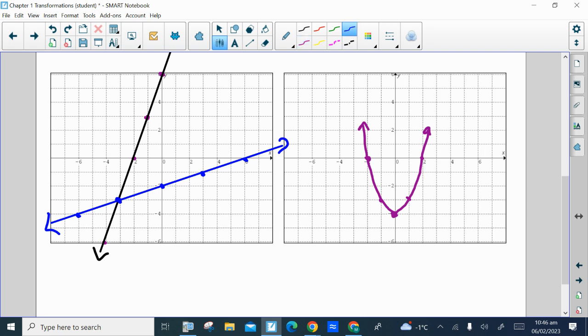So to get points on the inverse, negative 2, 0 becomes 0, negative 2. Negative 1, negative 3 becomes negative 3, negative 1. 0, negative 4 becomes negative 4, 0. That's our new vertex. 1, negative 3 becomes negative 3, 1. And 2, 0 becomes 0, 2.